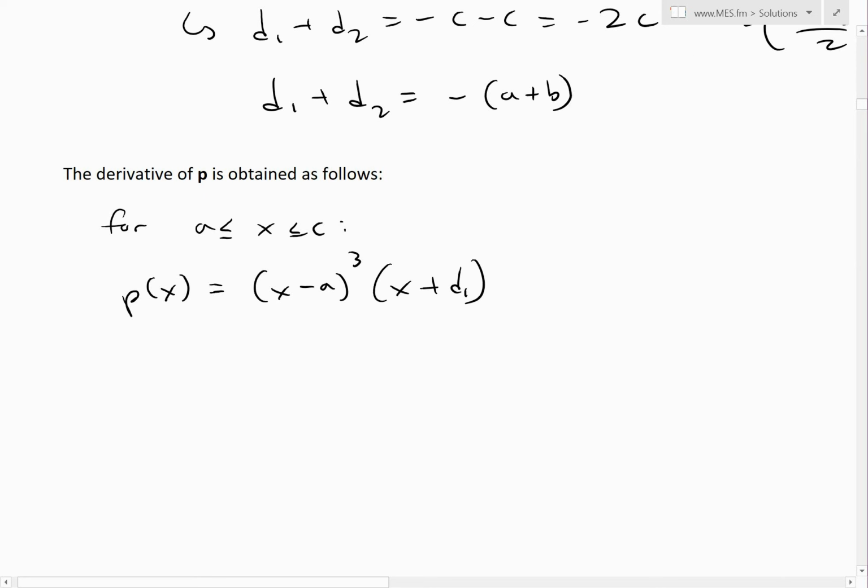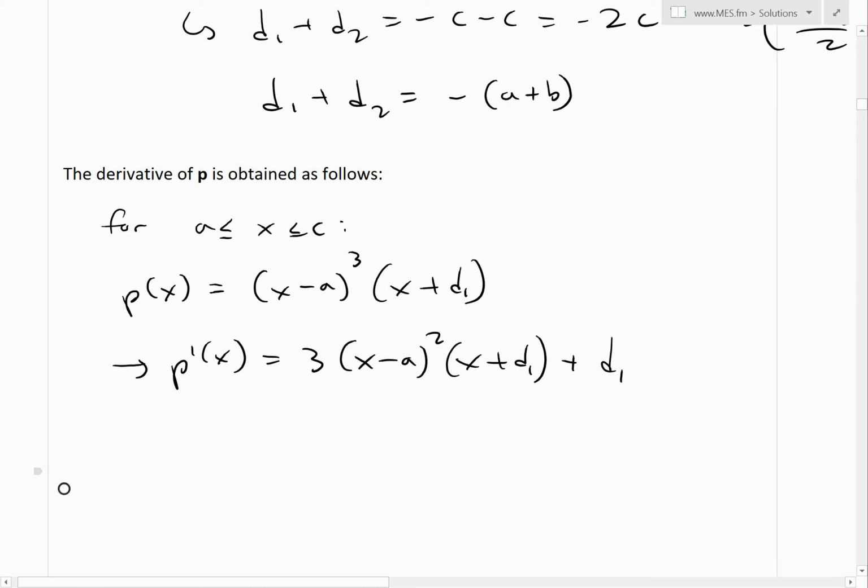So what we do in this case is just use the product rule. So the derivative p prime of x equals 2, put this 3 down, x minus a squared, and then this is going to be x plus d1, plus, now we take the derivative of this one. Actually, whoops, that's just equal to 1. x plus d1, this goes to 0. Derivative of x is just 1, and then we just put this x minus a cubed.